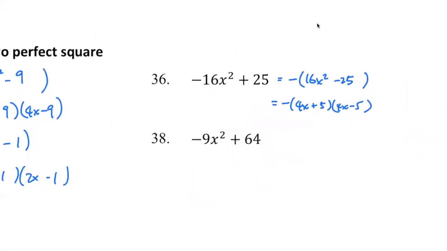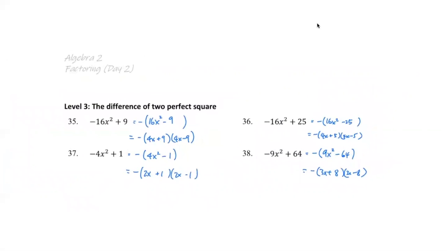And then your last one, 38. You factor out the negative, so you have 9x squared minus 64. I want to write down 8 already. So your a term is 3x, and your b term is going to be 8. That's how you factor all these out very quickly.